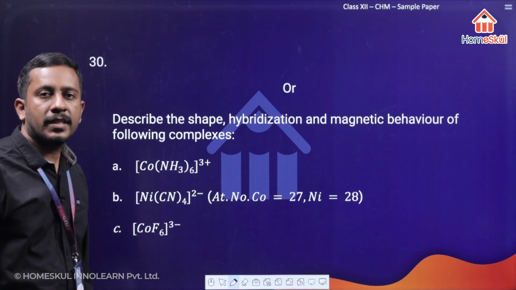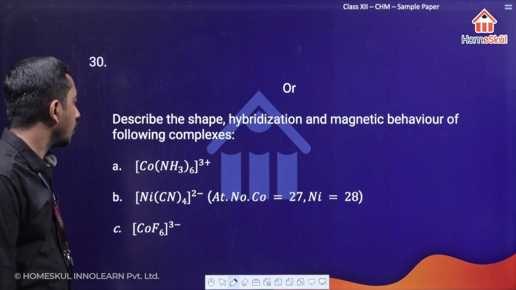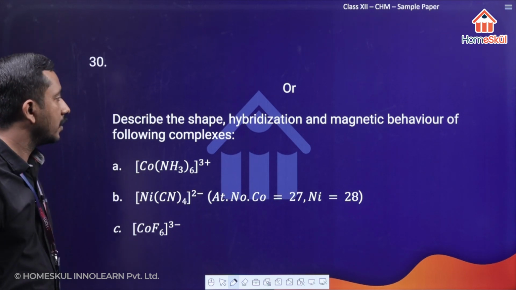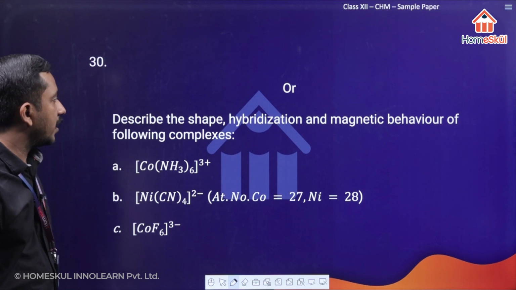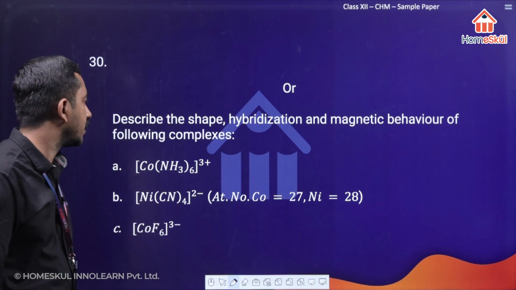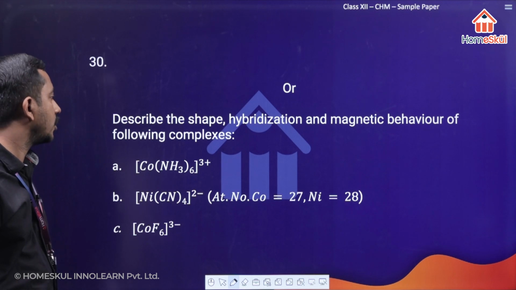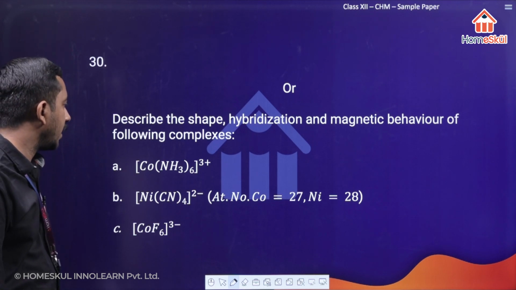So that is one set of questions, and we have a choice. We can either answer the first 2 questions or answer this set of questions. Here we have to describe the shape, hybridization and magnetic behavior of the following complexes. Both the questions are from coordination chemistry. We have 3 complexes here. We have to write the shape, hybridization and magnetic behavior.